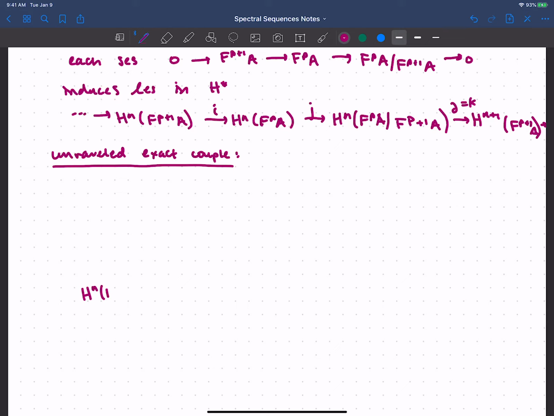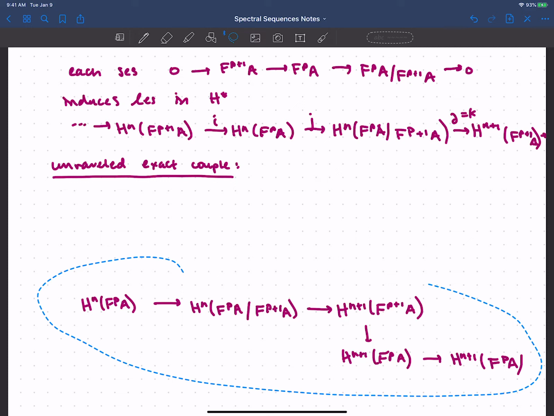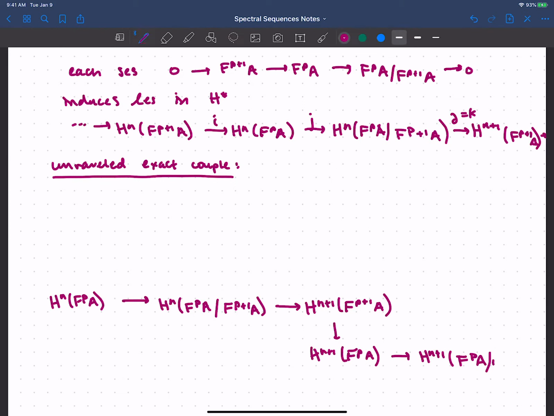Maybe let me put down here H^n of the p filtration maps to H^n of the quotient, F^p mod F^(p+1), and that wraps around by the connecting homomorphism to H^(n+1) of the (p+1)st filtration, and so on. And so that goes down to H^(n+1) of F^p, H^(n+1) of the quotient. Now I'm realizing I'm going to run out of space, so let me give myself a little bit more room here. And that continues, of course. And we can even lift this back a little bit more.